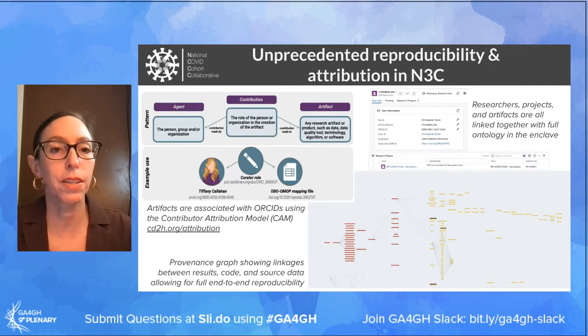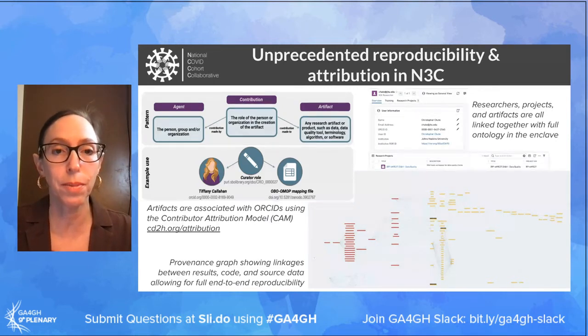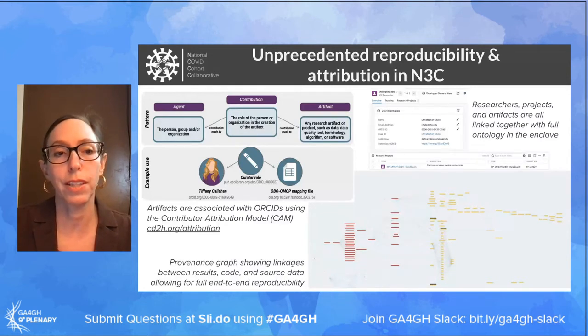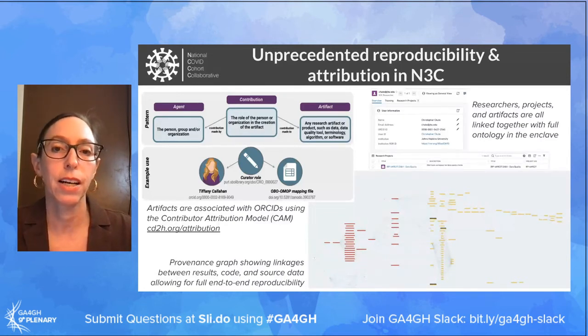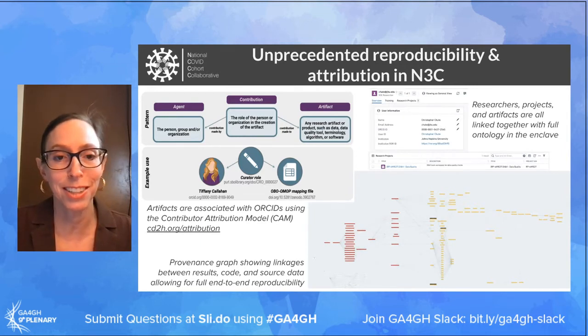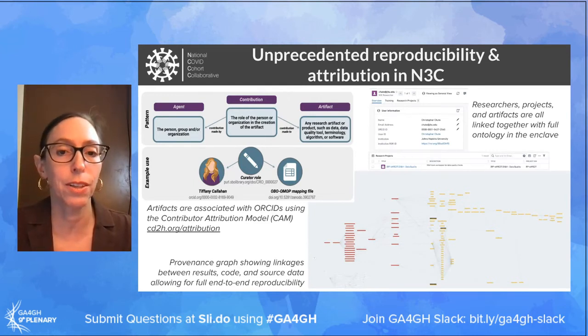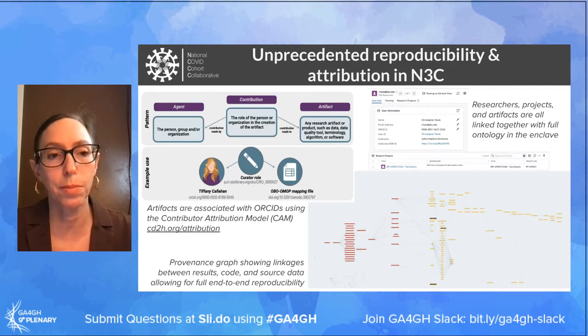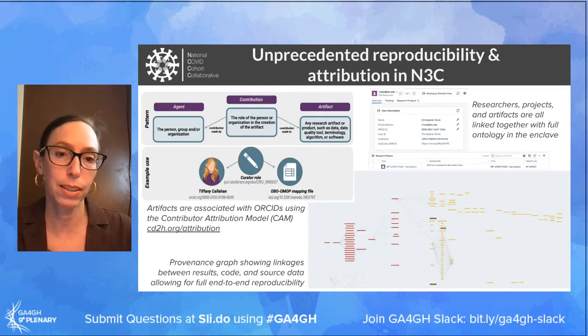And so what we've been working with is the contributor attribution model, which is a very simple model of an agent, the person or group who does something, the contribution itself, their role, what did they actually do, and the artifact that they create, such as a data quality tool, a terminology, an algorithm, a piece of code. Here's an example of Tiffany Callahan. She's a graduate student at the University of Colorado who has just graduated. Congratulations, Tiffany. She is a curator of a very important file that's been used by many people now called the OBO to OMOP mapping file, which creates computable encodings of OMOP concepts using more rigorous semantic ontologies.